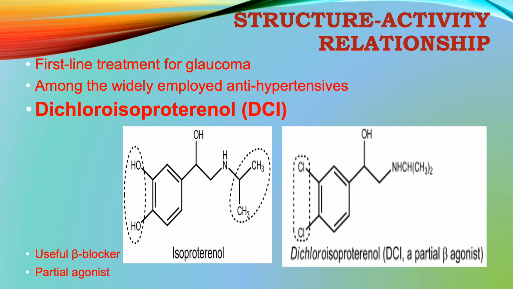This is the structure of our dichloroisoproterenol. This originates from isoproterenol. Dichloroisoproterenol differs structurally from isoproterenol in that the 3,4-dihydroxy groups have been replaced by 2 chloro groups, which is the reason why it is synthesized therapeutically as a useful beta blocker.